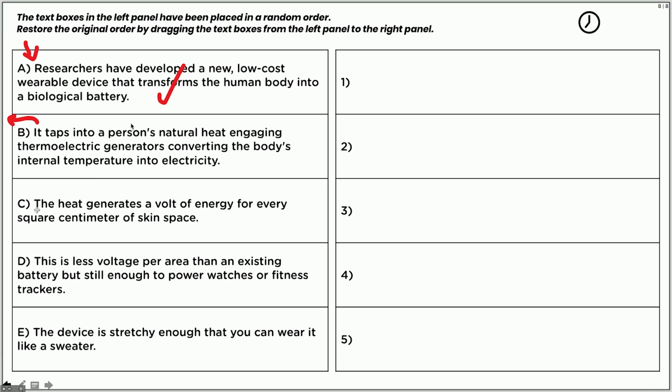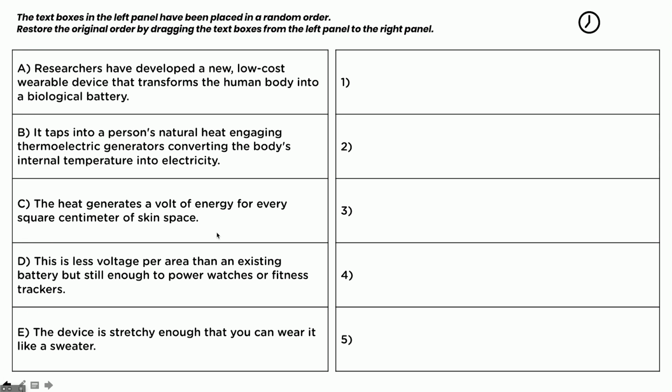What about C? The heat generates, well, this is kind of meaningless, because the heat, I mean, this hasn't been mentioned before. So it couldn't be this one. It's referring back to something as well. This is less voltage. No, it can't be that one either. Finally, the device is stretchy enough. No, it can't be that one. It's pointing backwards as well. So we found our first independent sentence.